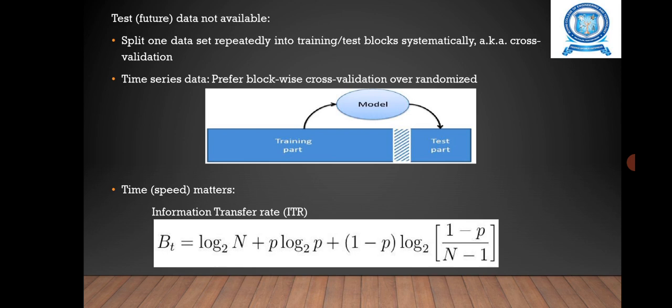Next one is when test future data is not available. That means splitting one data set repeatedly into training and test blocks systematically. For time series data, blockwise cross validation is preferred over randomized. Then the consideration: since neighboring trials are more closely related than training and future online data, leave a margin of several trials or seconds between the training set and the test set, using standard splitting schemes such as 5x or 10x. Here we also have the information transfer rate, where N represents the number of different types of mental tasks and P is the accuracy of classification.